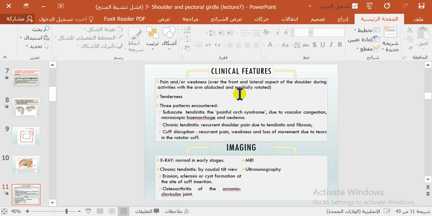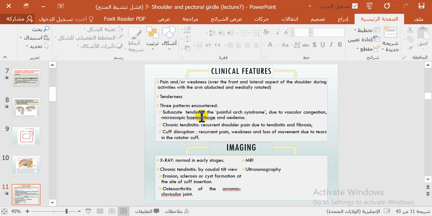Clinical features of this condition: impingement pain and/or weakness over the front and lateral aspect of the shoulder during activities with the arm abducted and medially rotated. Three patterns are encountered: subacute tendinitis, the painful arc syndrome, due to vascular congestion, microscopic hemorrhage, and edema; chronic tendinitis, recurrent shoulder pain due to tendinitis and fibrosis; and cuff disruption, with recurrent pain, weakness, and loss of the movement. This is the last stage, when there is loss of movement due to tear of the rotator cuff.